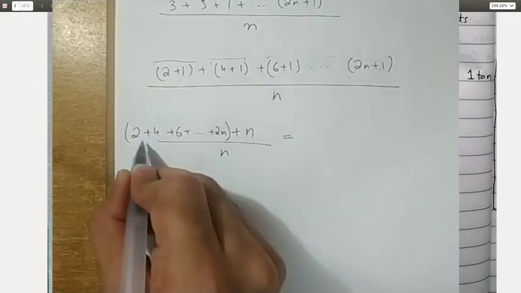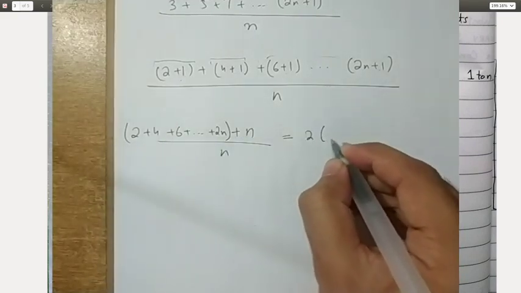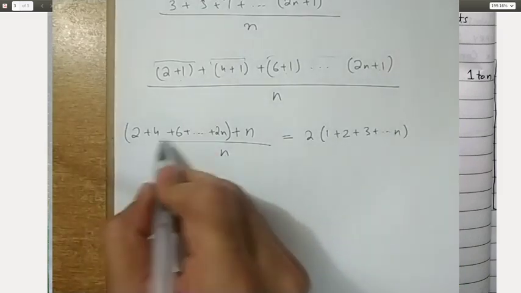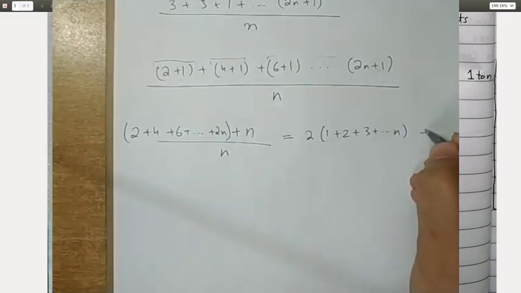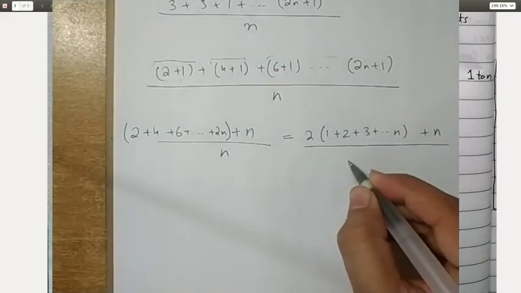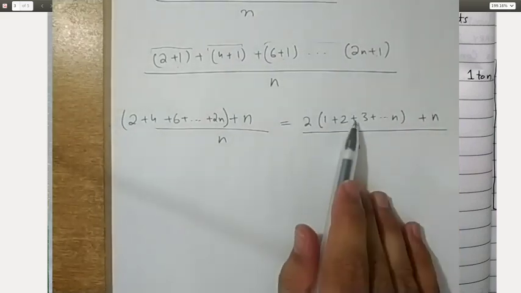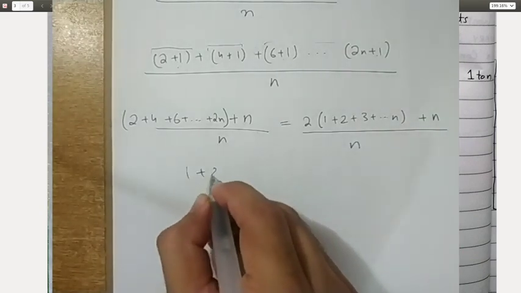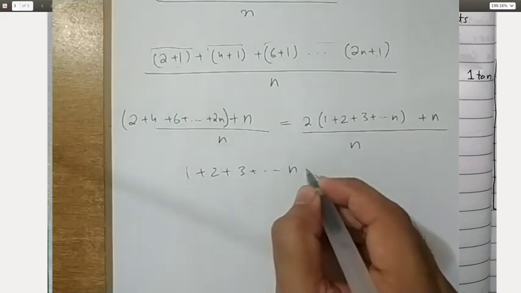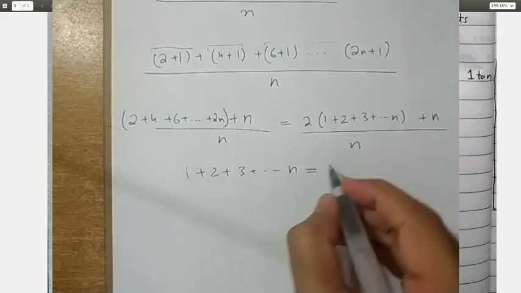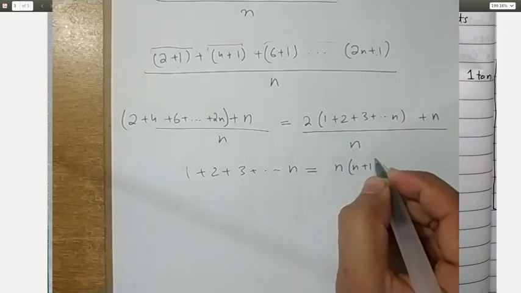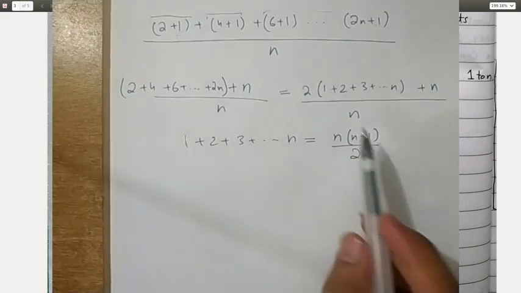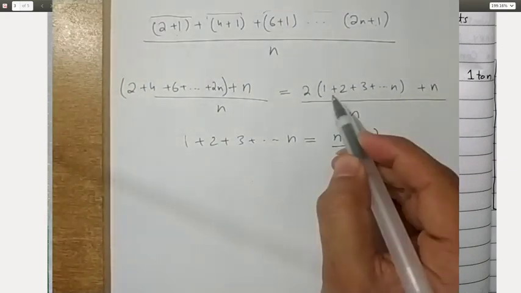And so now you can write this list as 2 times 1 plus 2 plus 3 plus up until n. Take 2 common from all of these numbers and you get plus n, whole divided by n. This is nothing but the sum of the first n integers. We know that 1 plus 2 plus 3 up until n, the sum of the first n consecutive integers, is n times n plus 1 upon 2. We've derived this formula in the previous classes. And so now we can replace these by this.